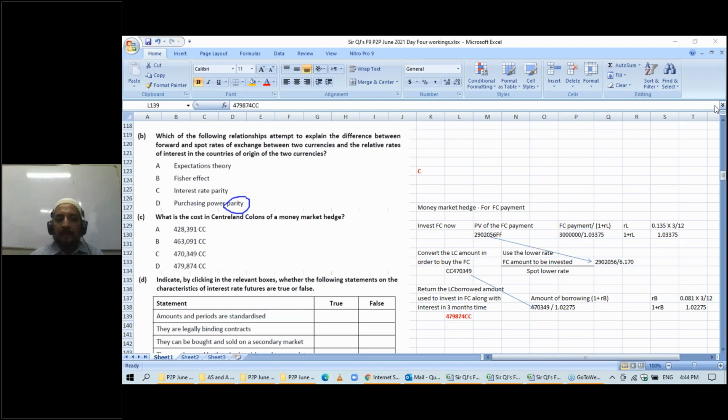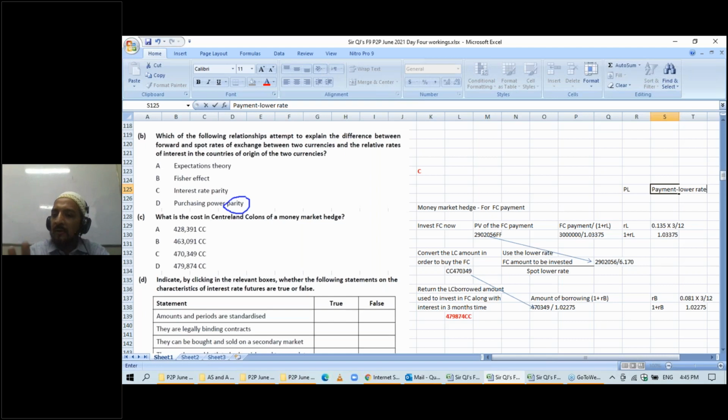See, it's very simple, Omar. When you are paying foreign currency, use the lower rate. When you are involved in payment, use the lower rate. So in this case, we were paying, so I was using a lower rate. Learn the mnemonic like this: PL. PL will become foreign currency payment, use lower rate.